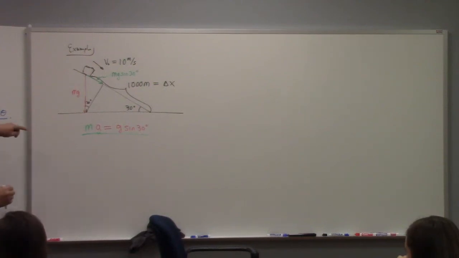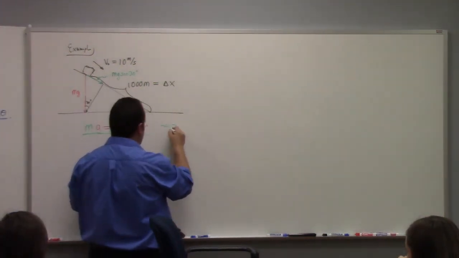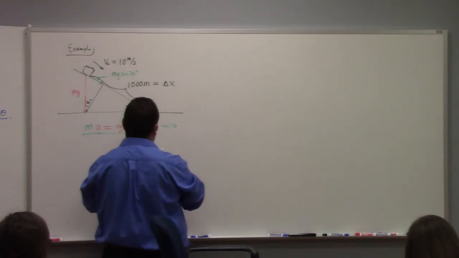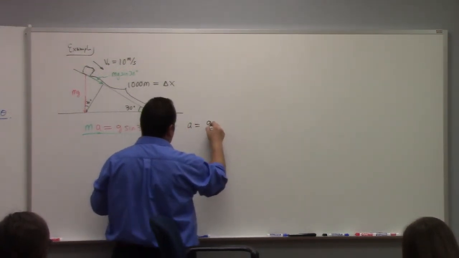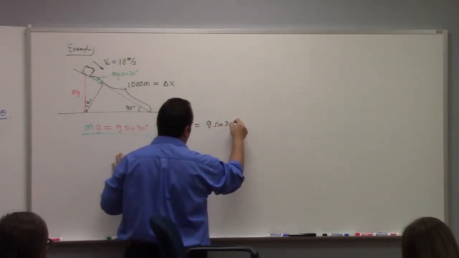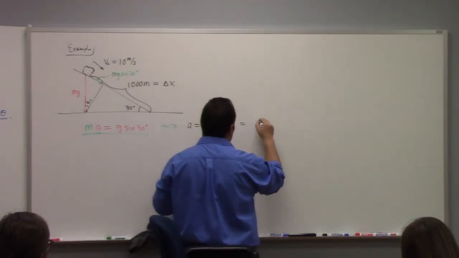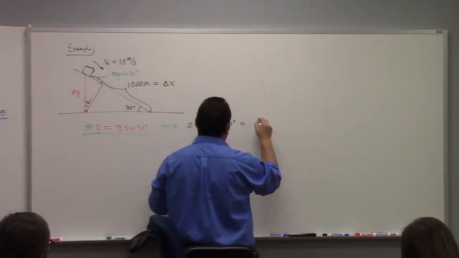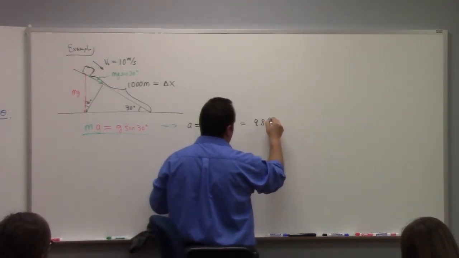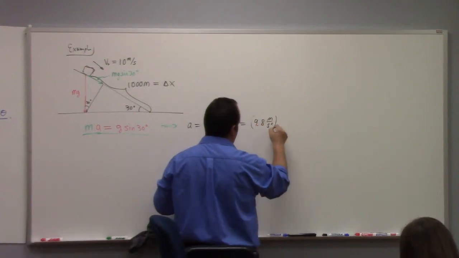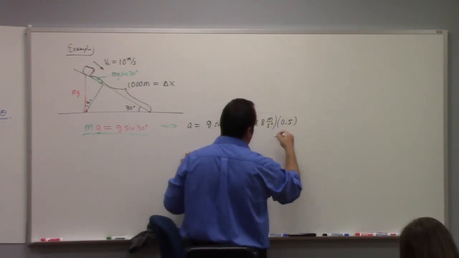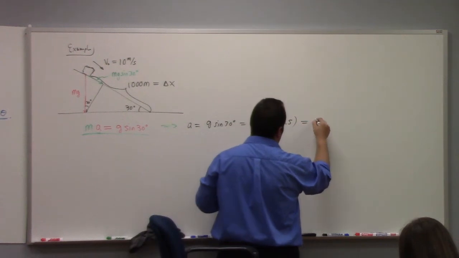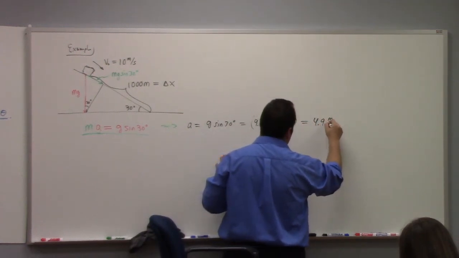So we just have acceleration of g times sine 30 degrees, also known as 9.8 meters per second squared times what? 0.5, because sine of 30 is 0.5. And so we got 4.9 meters per second squared.